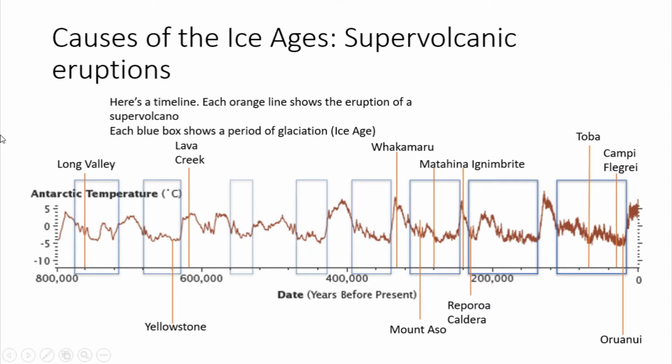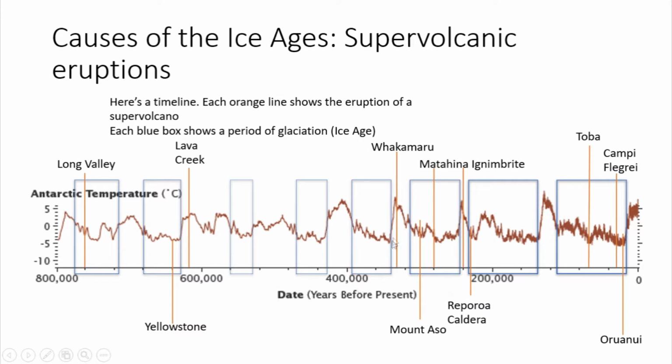So here's the timeline. Each orange line shows the eruption of a supervolcano, and each blue block shows a period of glaciation, or an ice age. During this ice age over here, Long Valley erupted, and we can see there's a little peak in global temperatures before it carried on with the ice age. Yellowstone erupted, and it took a little while before the planet started warming up. Lava Creek, the planet started warming up a little bit, and then nothing happened here, nothing happened here, nothing happened here, apparently.